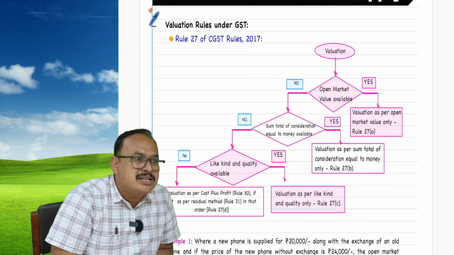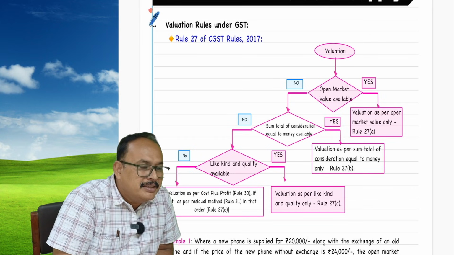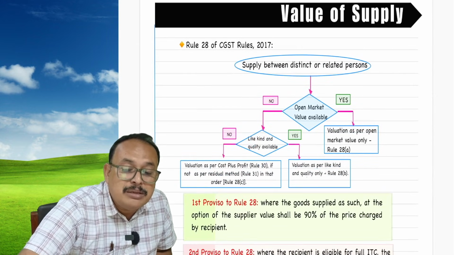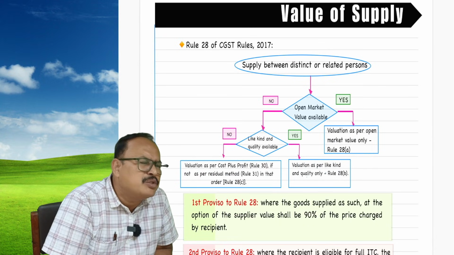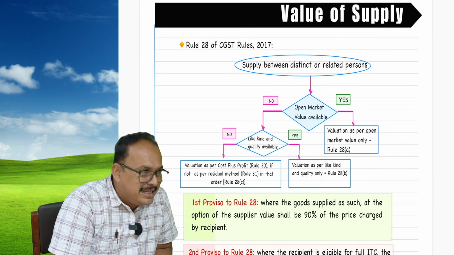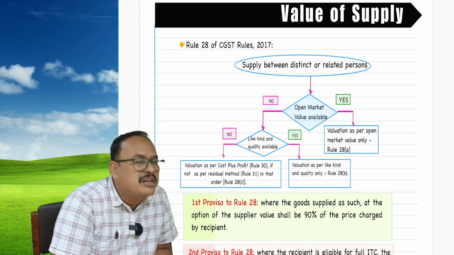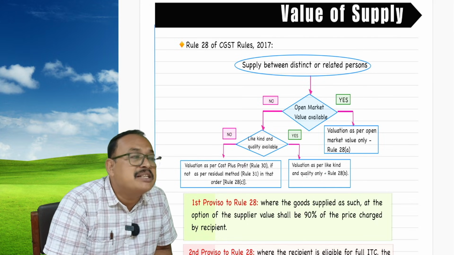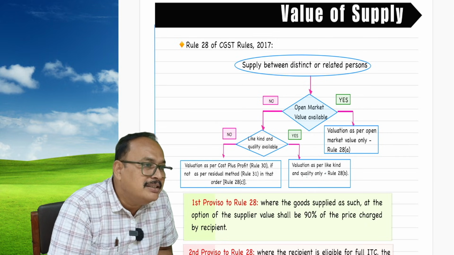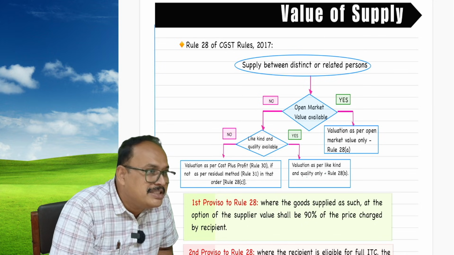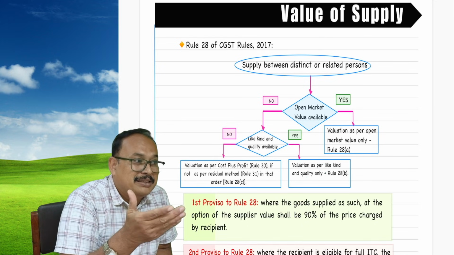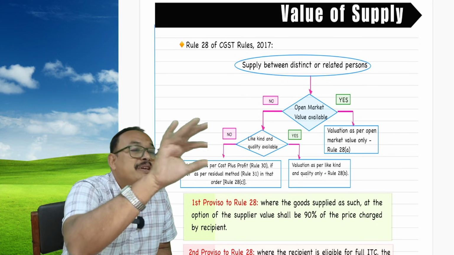Rule number 31, is it clear? Then rule number 29 comes into the picture. What does it talk about? Rule number 29, where should it go? Rule number 28 is there now in between. After 27, rule number 28 is there: a transaction between related parties, a transaction between distinct persons. Valuation at open market value. If not, like kind and quality of the goods. If not, cost plus 10% profit, namely rule number 30. If not, rule 31. Otherwise, proviso 1.